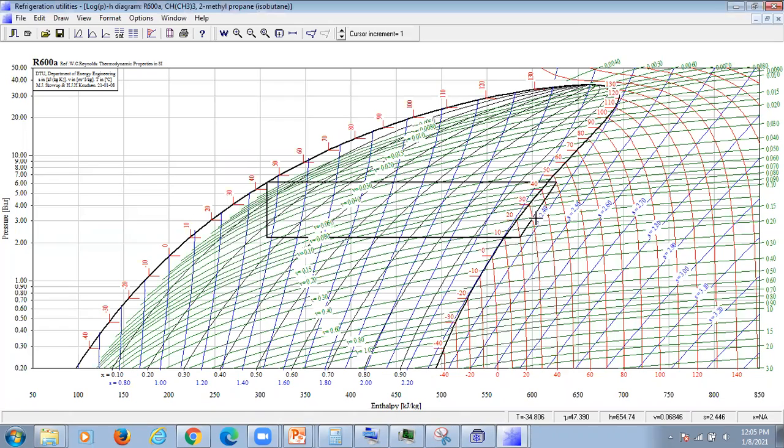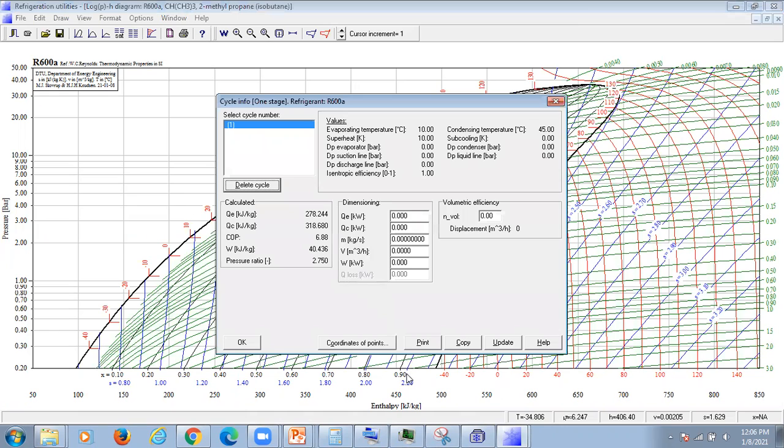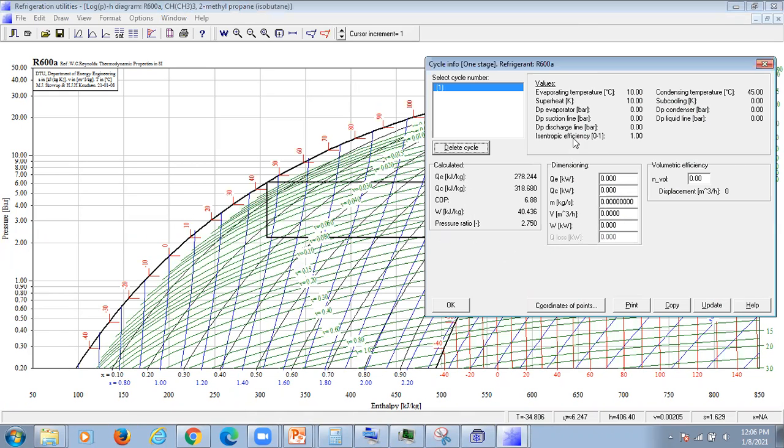We can draw the cycle. See the cycle here? Just nice. Draw the cycle. Okay. Select curve. This is the curve. So these are the values here. Same way, you can even copy this.